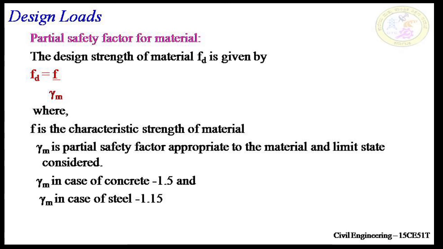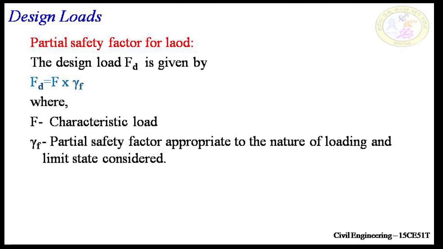The difference is because the steel is usually manufactured in the yard or the industry where the specifications are taken care of, whereas the concrete is prepared in the field where many malfunctions may take place or discrepancies may occur, and hence the partial safety factor for concrete is taken as more. Similarly, the partial safety factor for load is given by this formula.